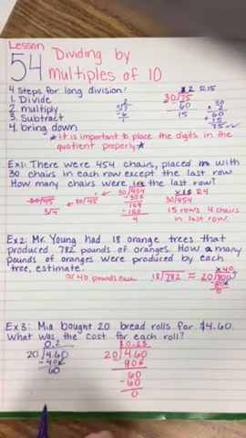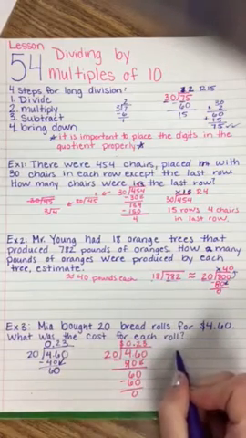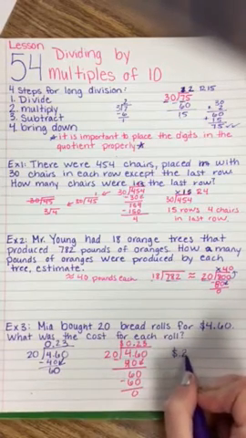How many times can 20 go into 60? 2, 4, 6. 3 times. So your answer is 23 cents per roll.